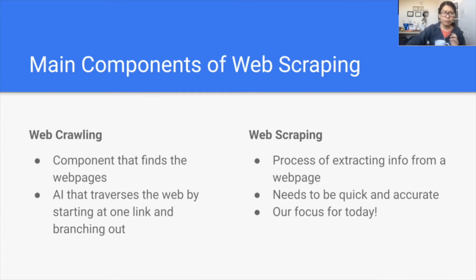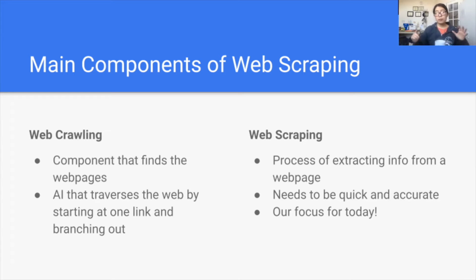So as you might have noticed from that description, there are two main components for web scraping. There's the web crawling part, which is the component that finds each of the web pages. And that was us clicking through the links, right? And the second component is web scraping. It's the process of extracting information from a web page. And that's the part we didn't really see in the wiki game.